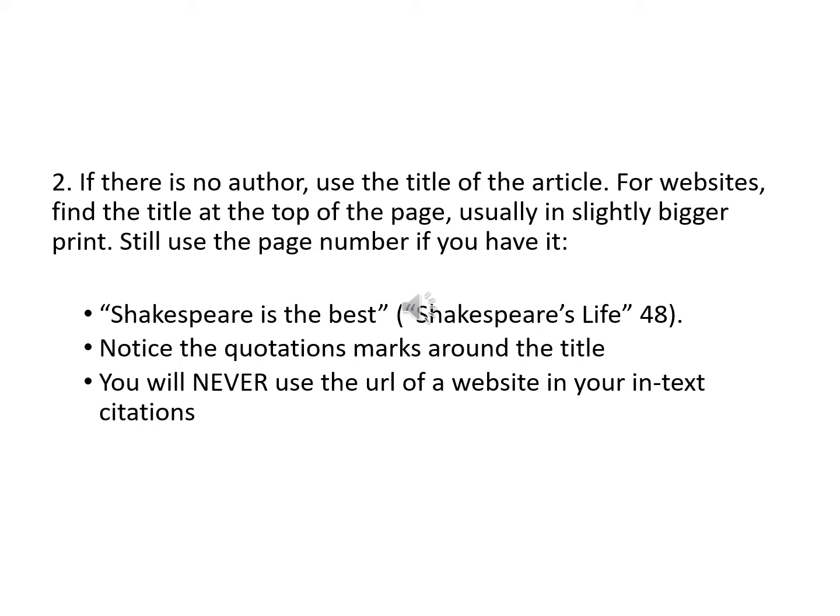So example here, "Shakespeare is the best." There was no author, but the title of the article was "Shakespeare's Life." Notice that there are quotation marks around "Shakespeare's Life." There are quotation marks around the title. That is the same punctuation mark as the quotations around the quote, but they mean different things. "Shakespeare is the best" is a quote. Those quotation marks are telling us that it's word for word. "Shakespeare's Life" is the title, and those quotation marks are telling us that that's the title of an article.